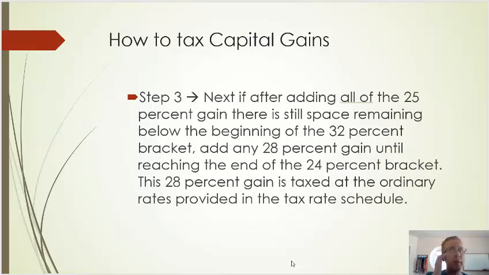All right, how about step 3? After you've done that with a 25% gain, let's assume that you still have some ordinary bracket left, the 24% bracket, and you have some 28% collectible gain now. You're going to do the exact same thing. You're going to pour the 28% in and tax it all the way up until you would leave the 24% ordinary income bracket, and then as soon as the next dollar would go to 32%, where you'd be taxing it higher than 28, you'd stop and tax whatever's left over at 28%.